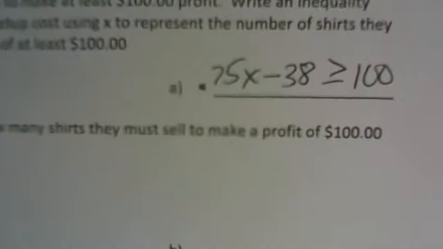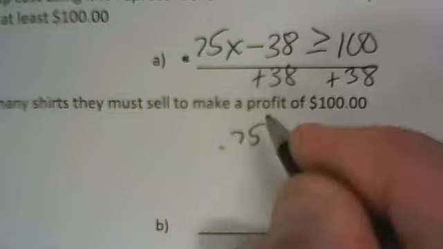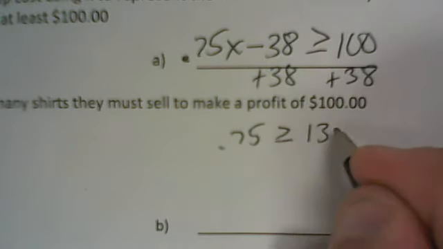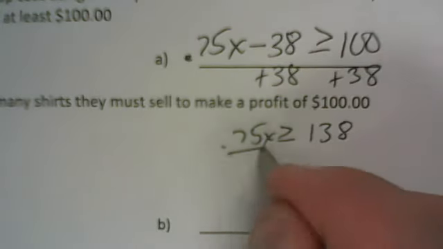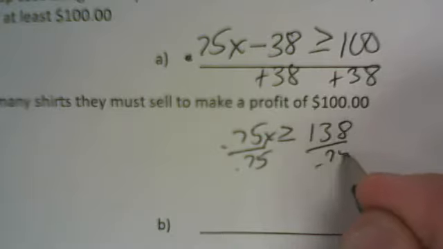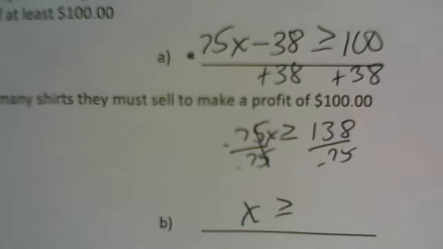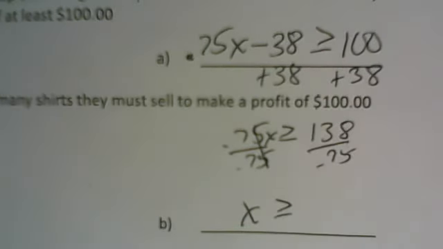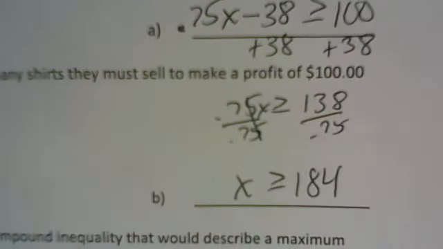To solve this equation for part B, we would add 38 to both sides. So 0.75x is greater than or equal to 138. And then if we divide by 0.75 from both sides, x is greater than or equal to whatever 138 divided by 0.75 is. So 138 divided by 0.75, which is 184 shirts that you'd have to sell.